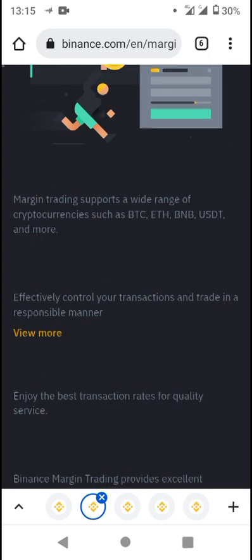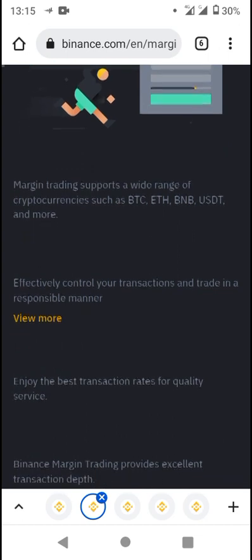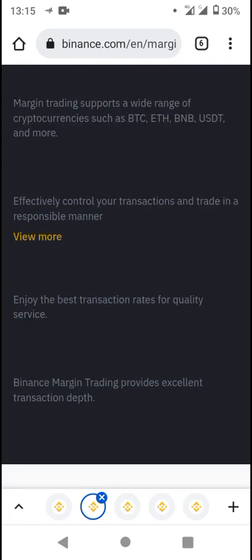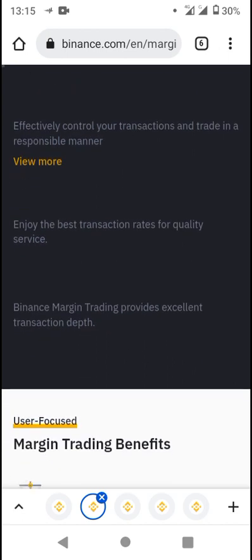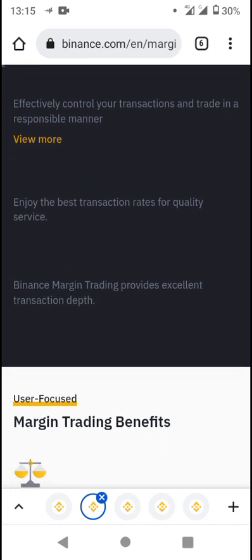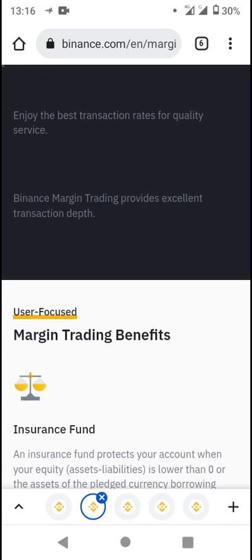Margin trading supports a wide range of cryptocurrencies such as BTC, ETH, BNB, USDT, and more. Effectively control your transactions and trade in a responsible manner. You can also enjoy the best transaction rates for quality service on Binance margin trading. Binance margin trading provides excellent transaction depth and also an opportunity to get discount trading fees when you utilize BNB on the Binance platform.